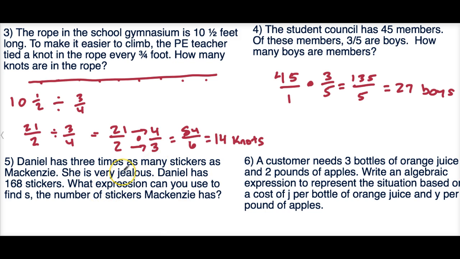Number 5, Daniel has 3 times as many stickers as Mackenzie. She is very jealous. Daniel has 168 stickers. What expression can you use to find S, the number of stickers Mackenzie has? It says Daniel has 3 times as many, and she has S number of stickers. So the expression is going to be 3S equals 168, because Daniel has 3 times as many as Mackenzie, and in total Daniel has 168.